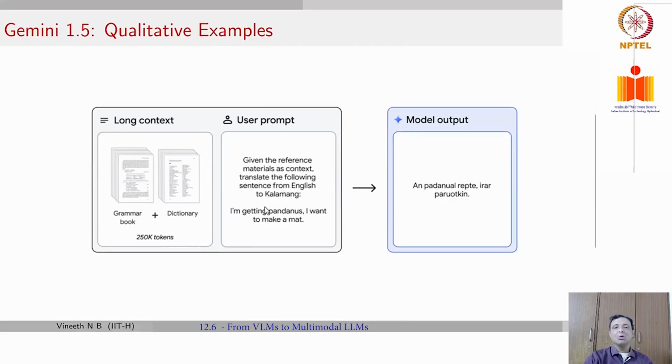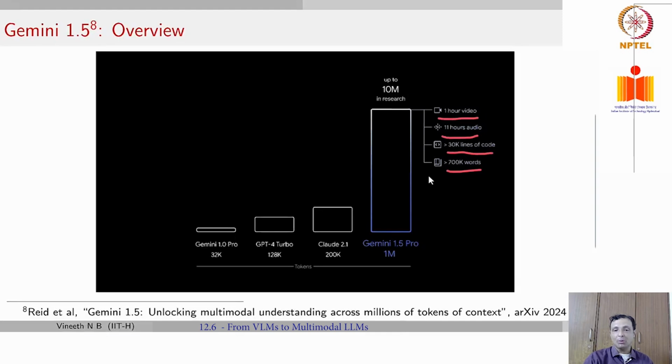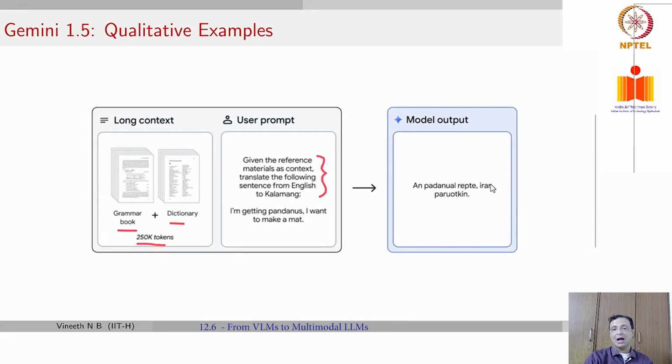Here's one more example where the user prompt is given the reference materials as context, translate the following sentence from English to Kalamang, and you give a grammar book and the dictionary as an input token itself, because Gemini allows a significantly large number of tokens. In fact, all of this grammar book and dictionary together is still only 250k tokens, while Gemini 1.5 can take up to 10 million tokens as input to its model. And in this case, the model outputs a fairly correct answer as a response to the user query.